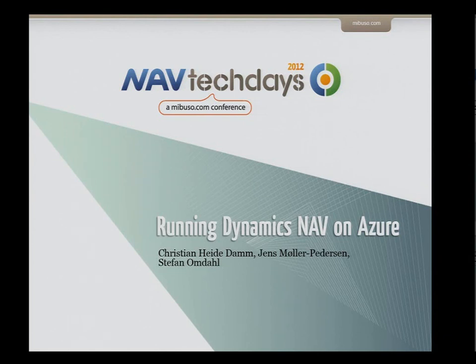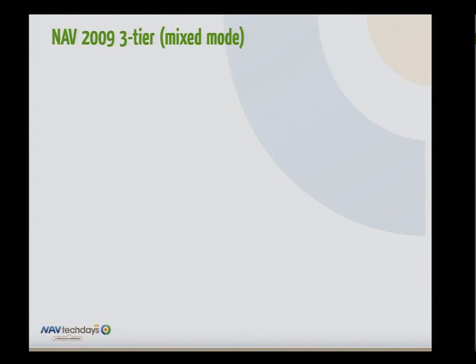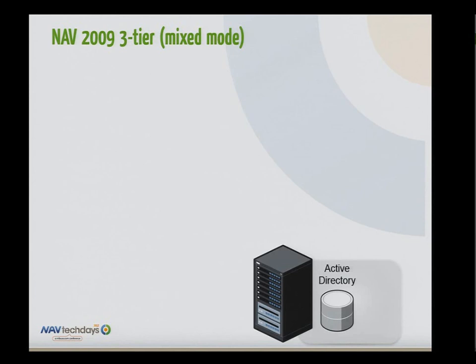Before going into details about Dynamics NAV on Azure, we're going to go back to NAV 2009 and take a look at the three-tier setup we had with 2009. The first thing that you remember is it was based on Windows authentication, so the first piece that was necessary was to have an Active Directory.